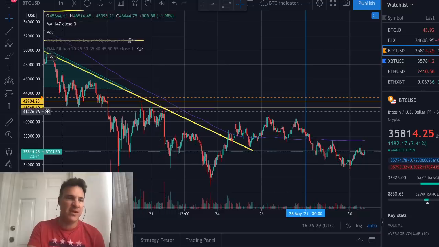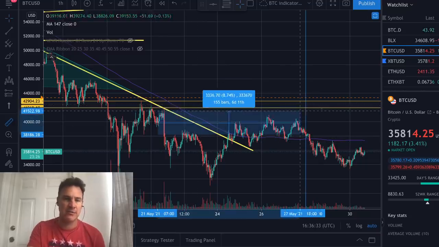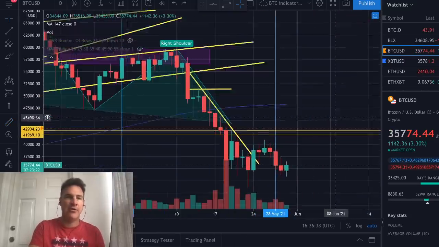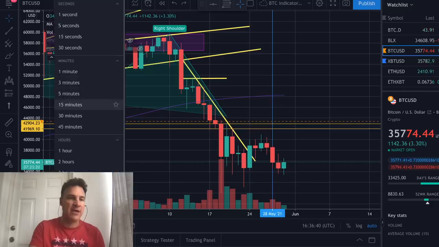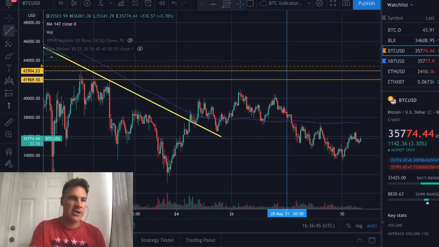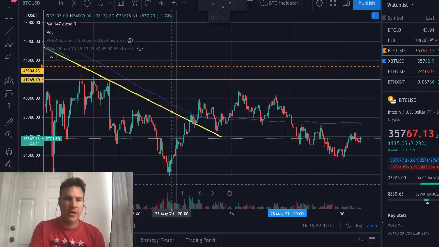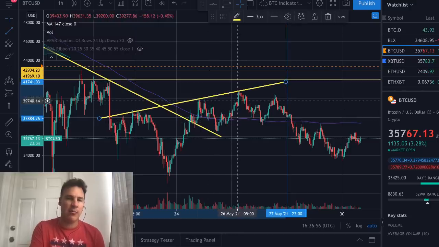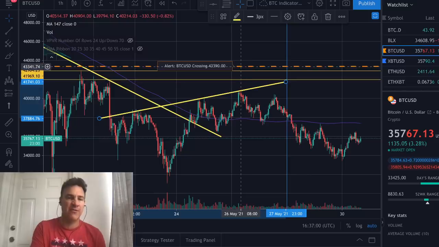The confirmation of the pattern is the breaking of the neckline. So here was a failed head and shoulders. Let's go back and look at that again. There's the left shoulder, head, right shoulder. The neckline is the two troughs. You join the two troughs and break through. And the breaking through of that neckline is the confirmation of the pattern.